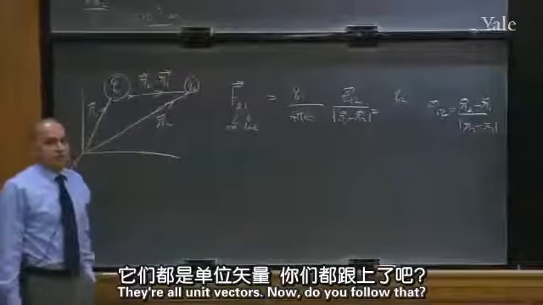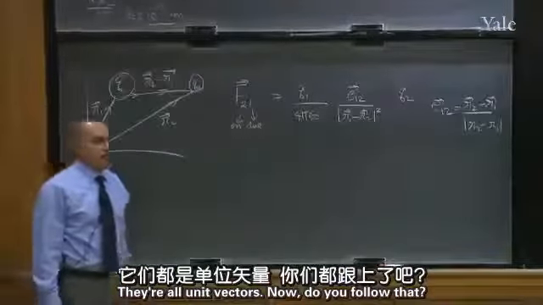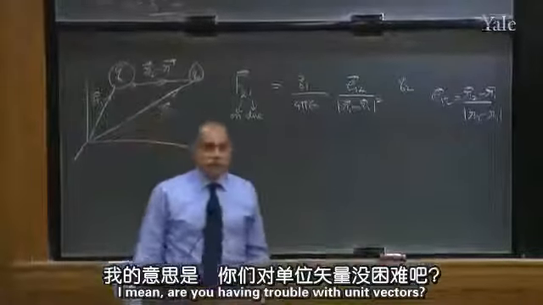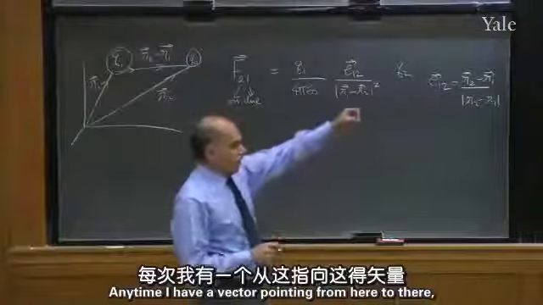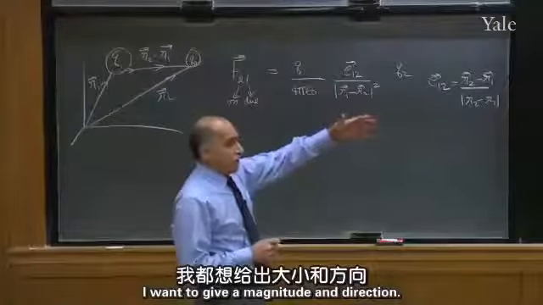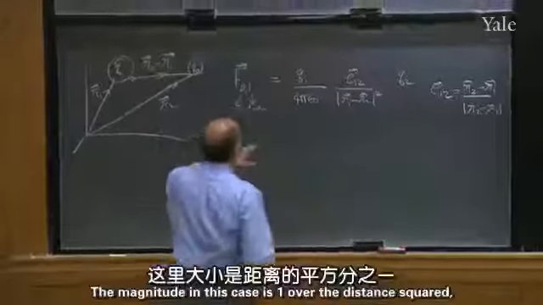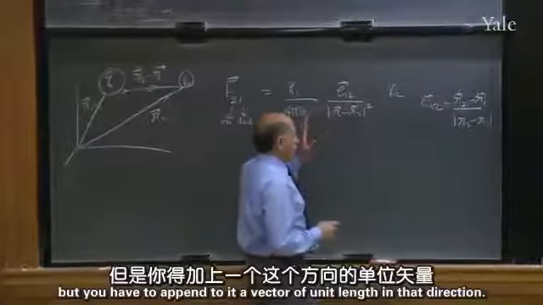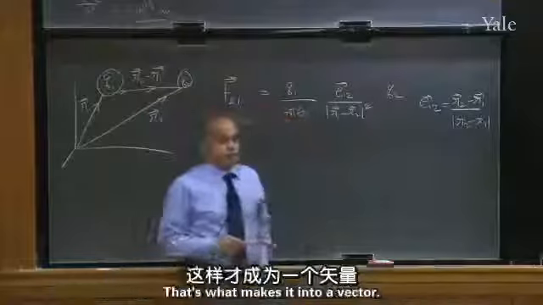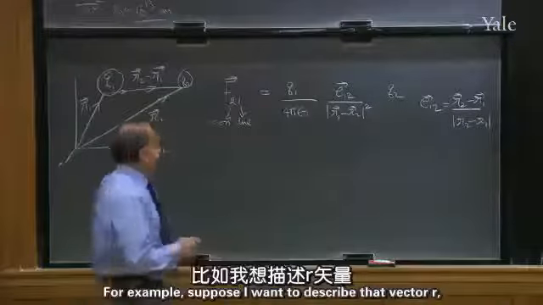They're all unit vectors. Now, do you follow that? I mean, are you having trouble with unit vectors? Anytime I have a vector pointing from here to there, I want to give a magnitude and direction. The magnitude in this case is 1 over the distance squared, but you have to append to it a vector of unit length in that direction. That's what makes it into a vector.